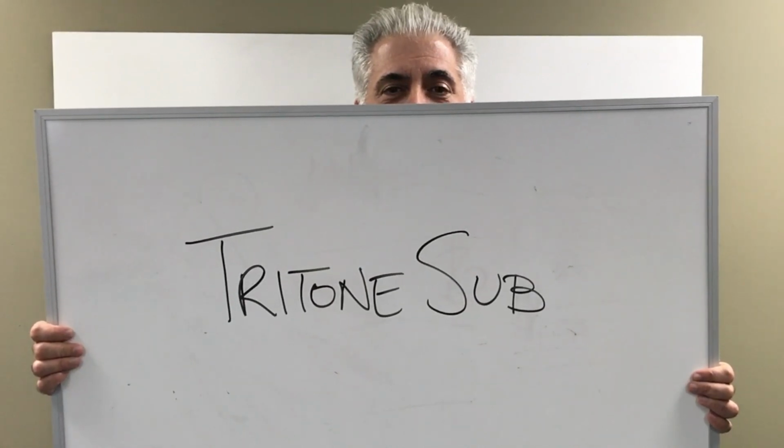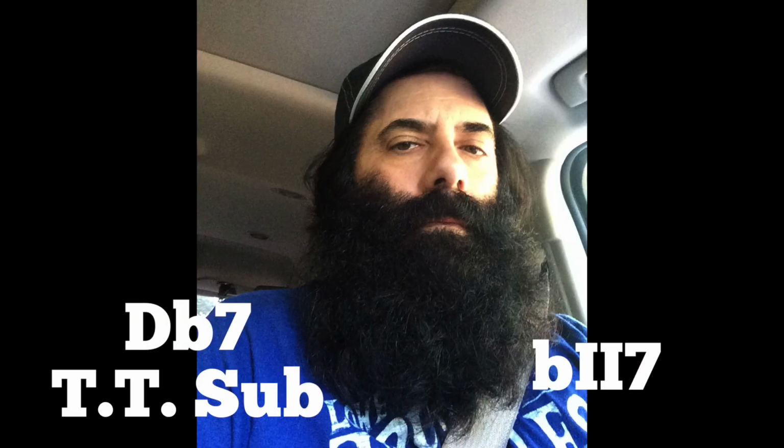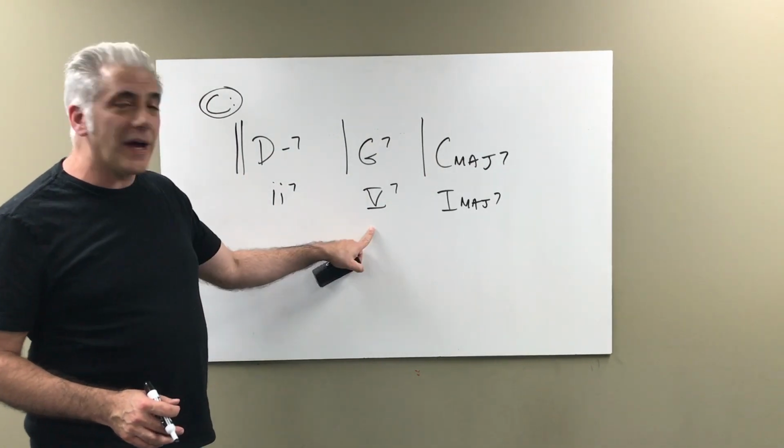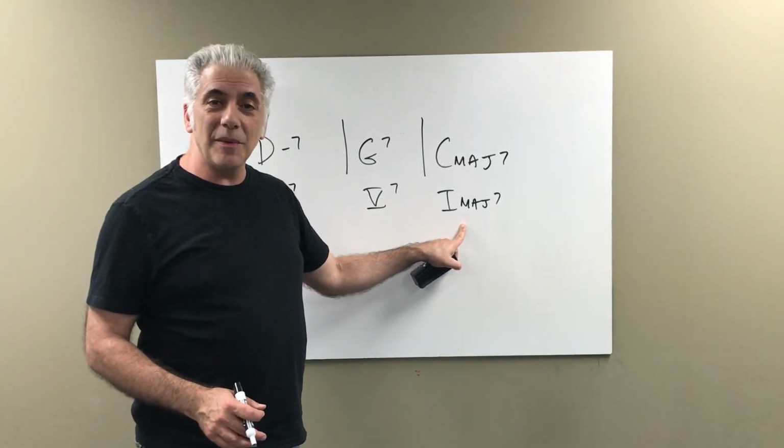So, tritone sub, what's the deal? This is the unaltered regular G7, and here's the tritone sub. Okay, here's the 2-5-1 in the key of C major. The 2-chord D minor 7, the 5-chord G7, the 1-chord C major 7.